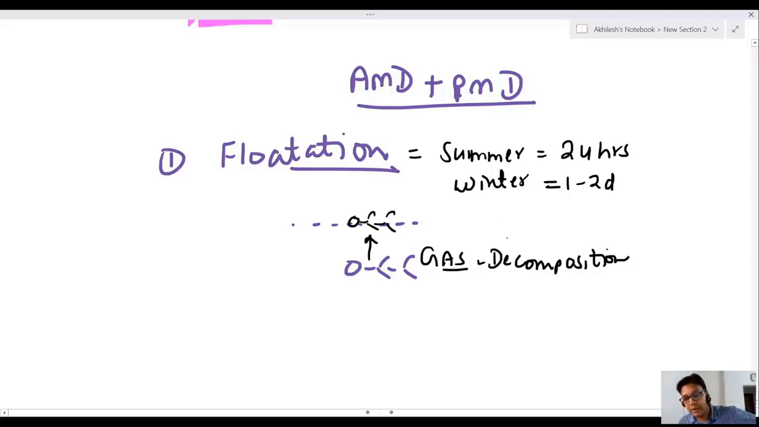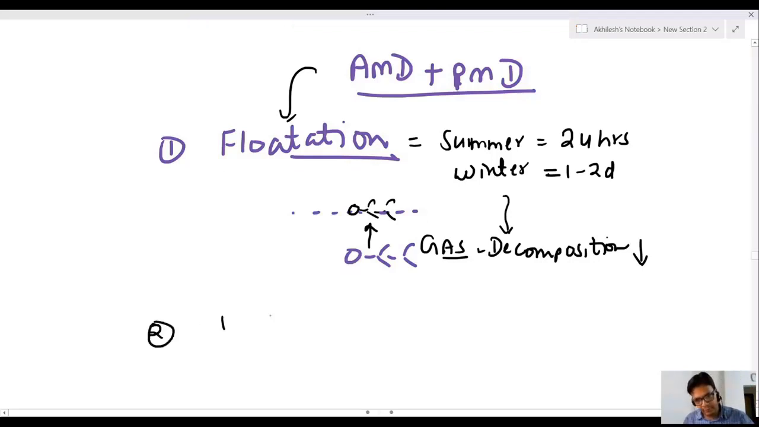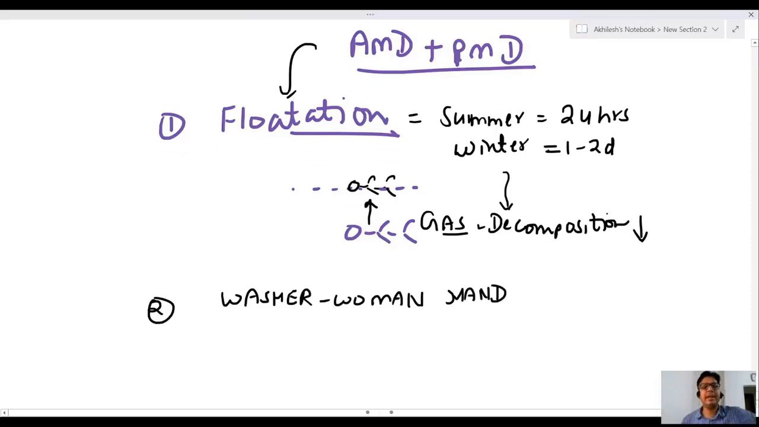Why in winter is it more? Because in winter, decomposition is slow. That's why flotation time is more in winter. But flotation of the body is seen in old drowning, antemortem and postmortem drowning. Doesn't matter. Now, another finding seen in antemortem and postmortem drowning is washerwoman hand. Sir, what is washerwoman hand? It is skin change of palm and sole.